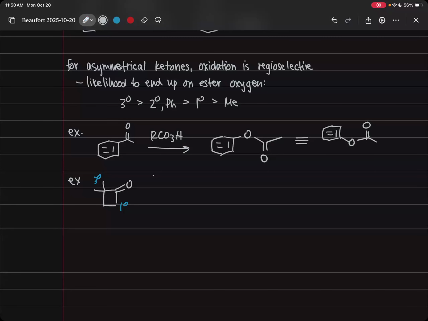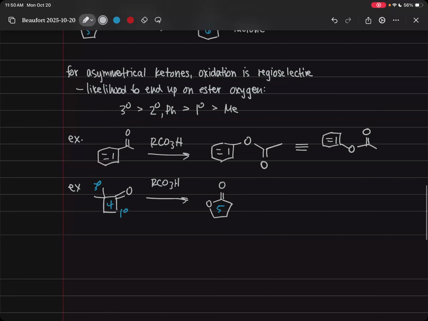So that means we're going to end up with a 5-membered ring, gone from 4 to 5. And the more substituted carbon is going to end up on the ester oxygen. And so that means that the oxygen is going to get put in here. So our 2 methyl groups are right there.